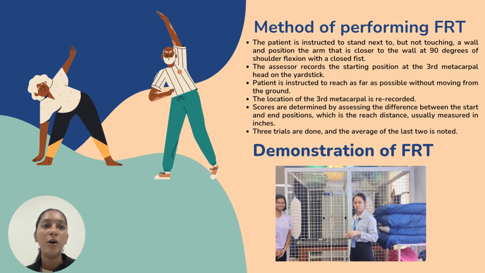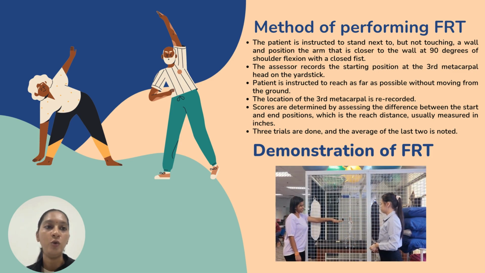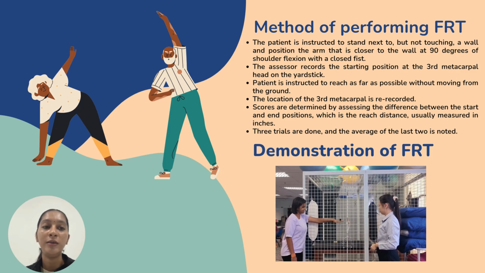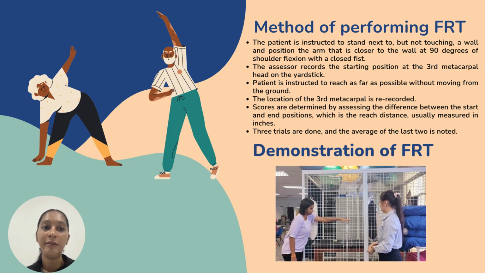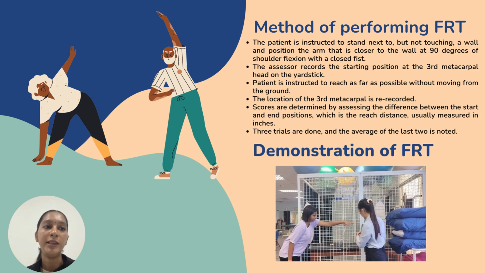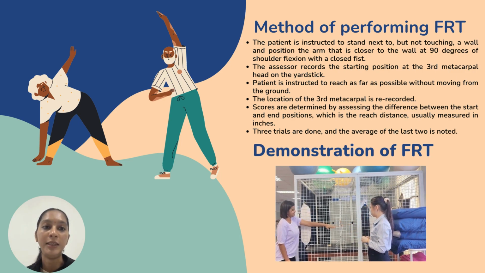The arm always stays fixed at shoulder height with only forward reach and no sideways deviation, and we encourage them to reach but to stay safe. Then we record the ending position of the third metacarpal head, which is the farthest point they can reach while maintaining stability.